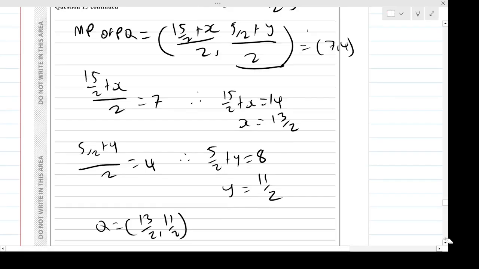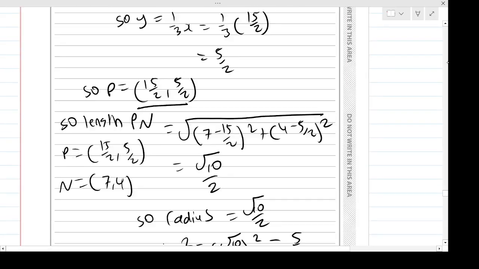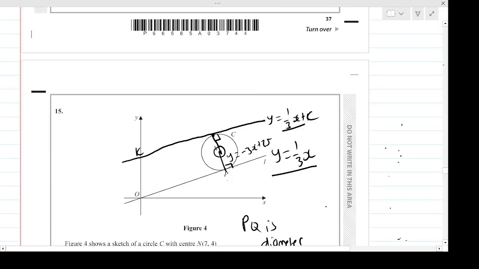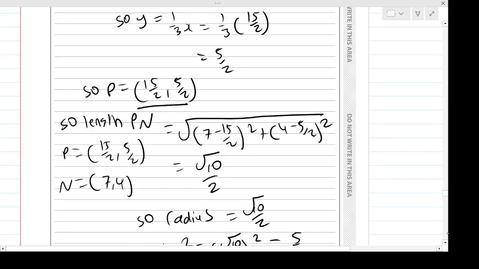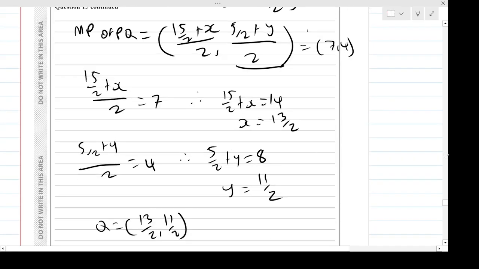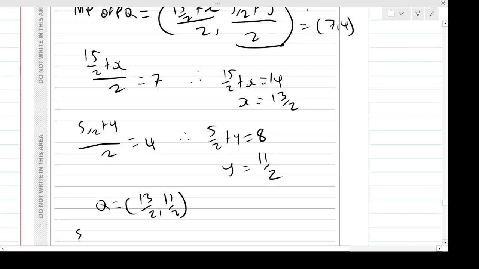Now, why is that important? We're pretty much done now because we've got a point Q, which was 13 over 2, 11 over 2. We've got a point on the line. We can just substitute that point in to find k. So I'm going to sub Q into that line, y is a third x add k, to find k.